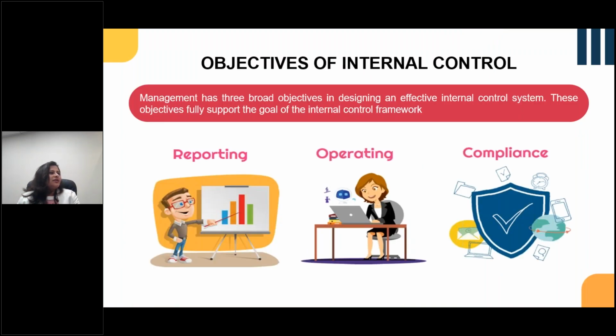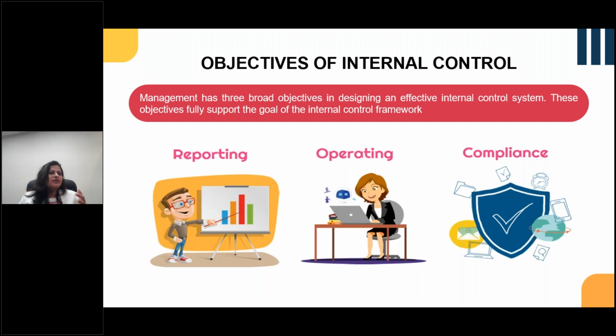So getting into a little more detail on the objectives of internal control. The management has 3 broad objectives in designing an effective internal control system. If you're starting afresh, looking at designing an internal control system for a management, say you're doing a consulting assignment, these are really helpful to keep in mind. We keep reiterating these words because they're important and they basically encompass everything that internal control wishes to do. These objectives fully support the goal of the internal control framework.